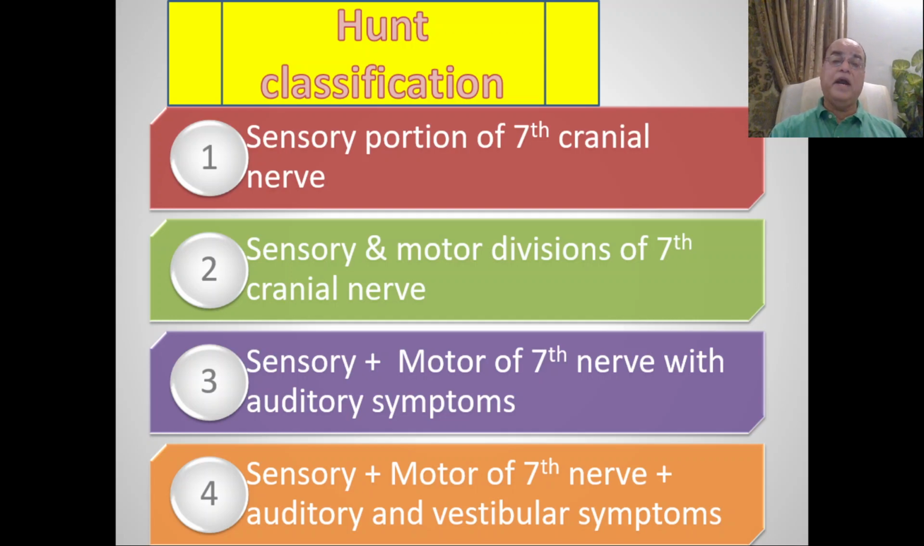So when the cochlear part is involved, there are auditory symptoms; the patient will have sensorineural hearing loss as well. And in stage 4, the seventh cranial nerve, including both its sensory and motor parts, along with the whole vestibulocochlear nerve, is involved. Not only the cochlear part, but the vestibular part is also involved. So there will be a combination of auditory and vestibular symptoms: the patient will have sensorineural hearing loss, and at the same time, he will have vertigo as well.